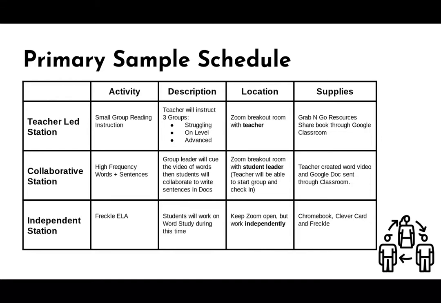In his collaborative station, he's recommending high frequency words and sentences. So again, this structure of how to do the high frequency words and how to do the sentences, he will have already taught students how to do that. But Jordy is going to have a screencast, and the leader of the group will be able to play the screencast for the group. And in the independent station, he's going to do Freckle on this particular day. So this is a really good example of structures and routines that Jordy's setting up in his primary classroom to help students be successful for station rotation.